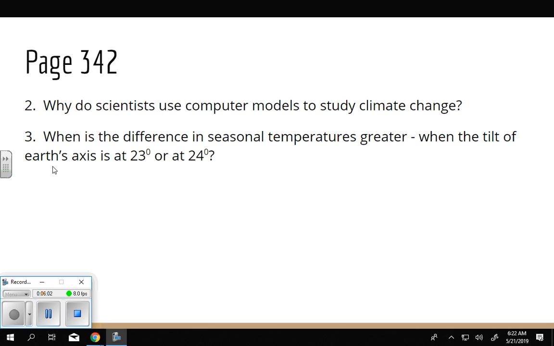What factors can cause climate change? Computer models have helped scientists identify several possible causes of climate change. Highlight. These causes or factors include changes in Earth's orbit, tectonic plate movements, volcanic activity, and human activity.